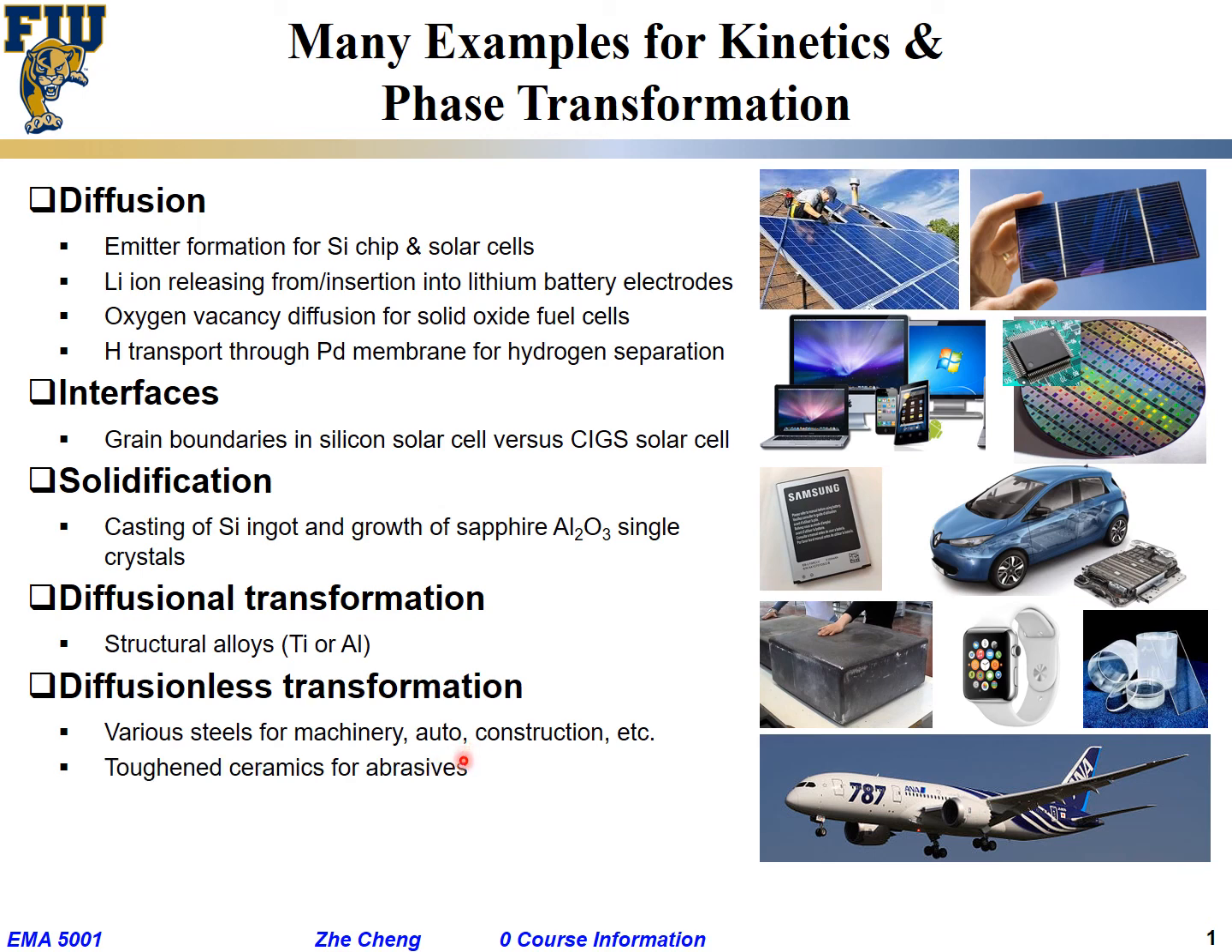Toughened ceramics for abrasives. Okay, we said, how do you cut these things? How do you polish these things? These are very, very hard materials. How do you cut and polish? You need to use even harder material, quite often some type of ceramics. Of course, including diamond, but here we are less concerned with diamond. There will be toughened ceramics for abrasives, many of them. Okay, they involve diffusion-less transformation.